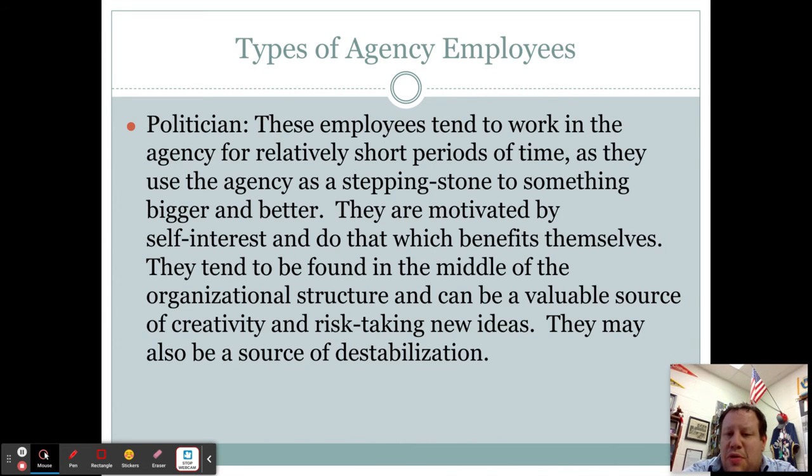We have our politicians, people who work in it for a little bit of time in an office and then move out. They kind of get in there, get experience in government, and they want to benefit themselves and put it on their resume and then run for something later on or run for a different position later on.